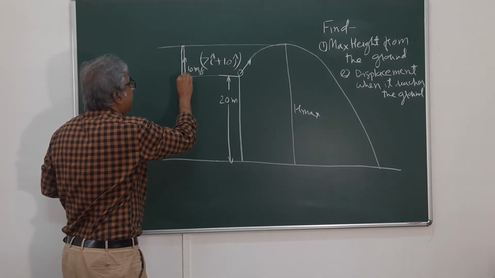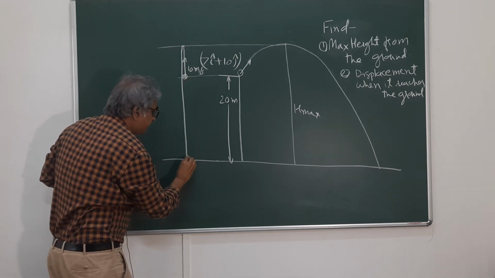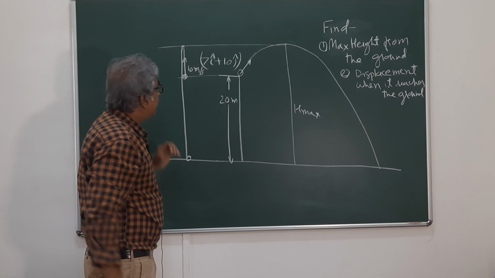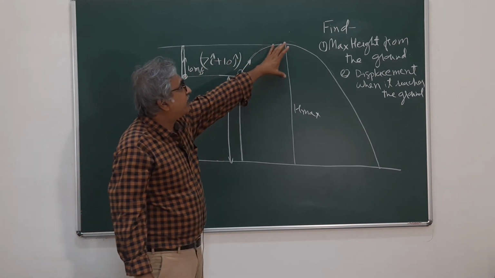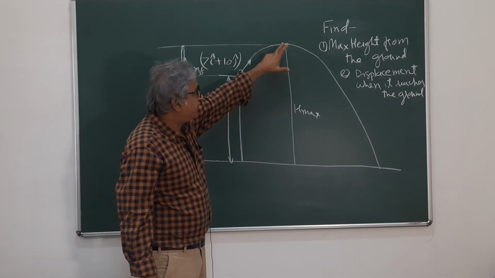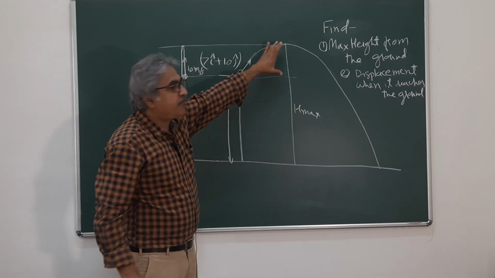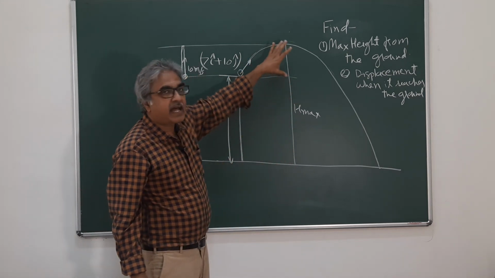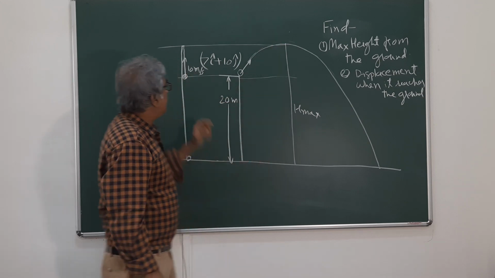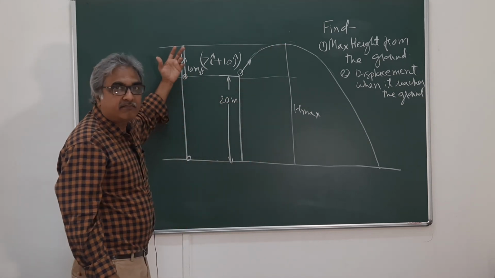So this projectile will reach the ground, right? Now we want to find out this height. This 20 is already given, right? This 20 is given. We want to find out this height. So 20 plus that will be the maximum height. Now we can just look at this and do the calculation.